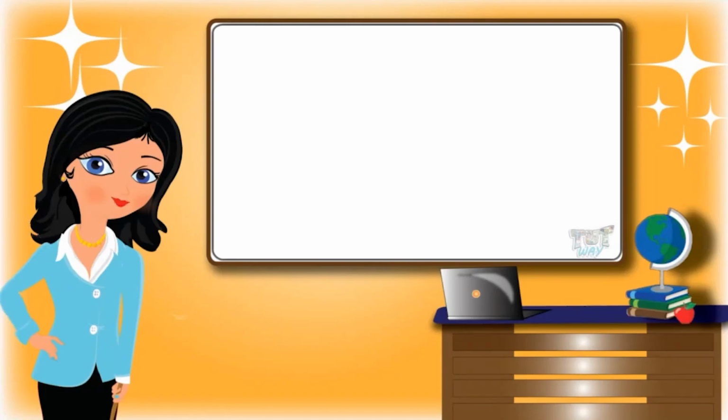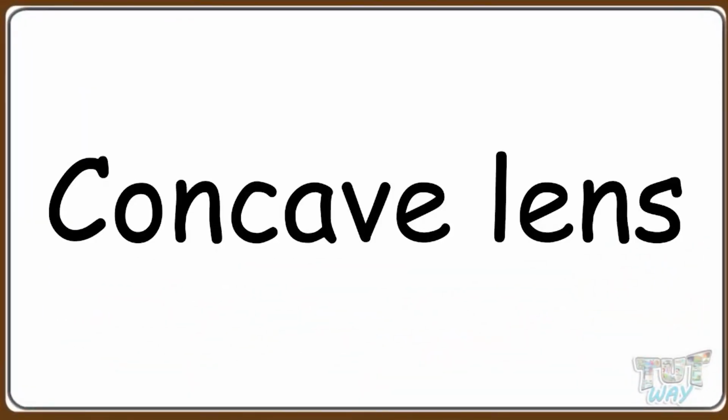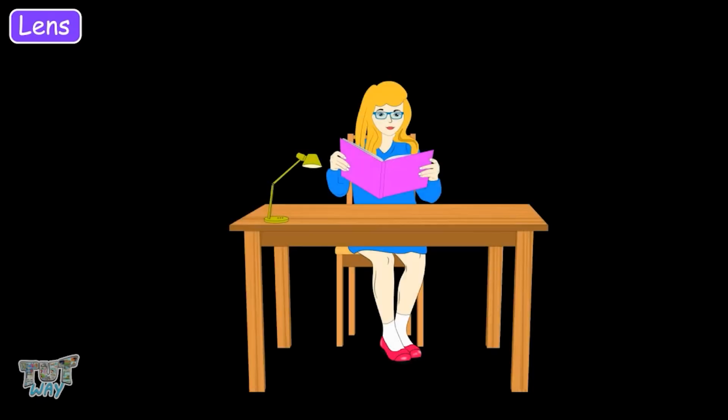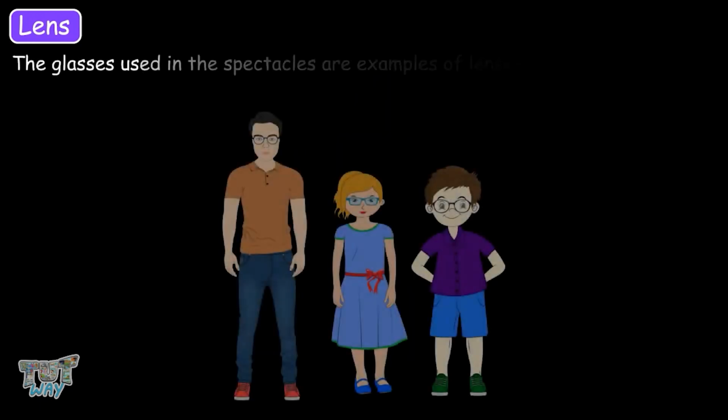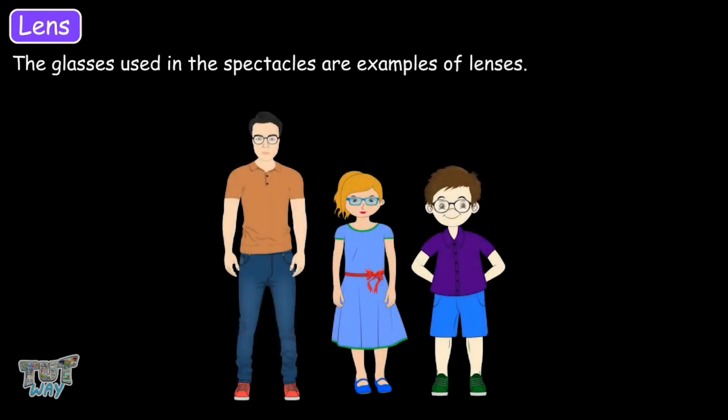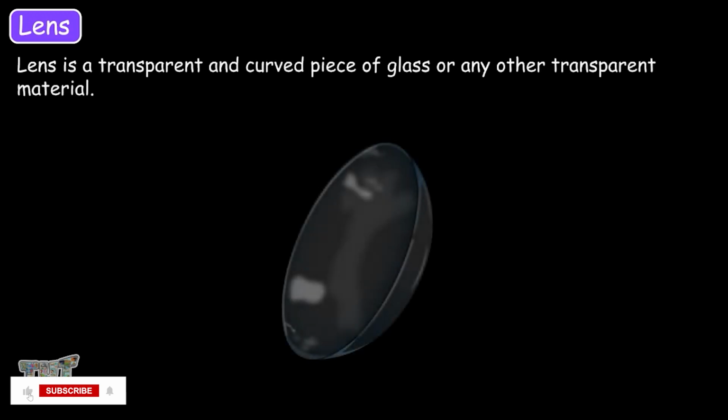Hi friends! Today we will learn about concave lenses. So let's get started. Friends, you might have seen that people with poor eyesight wear spectacles to see better. The glasses used in the spectacles are examples of lenses. A lens is a transparent and curved piece of glass or any other transparent material.